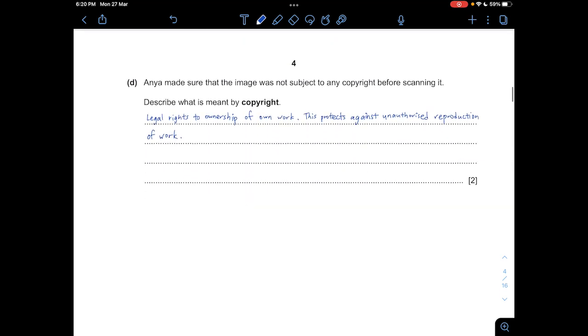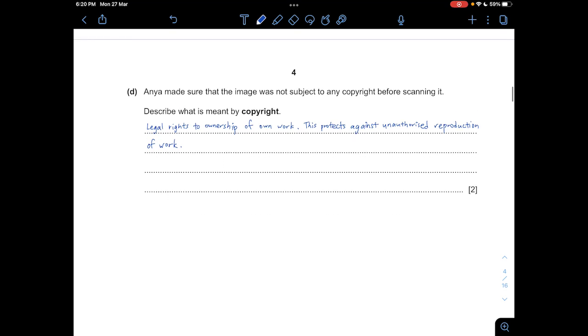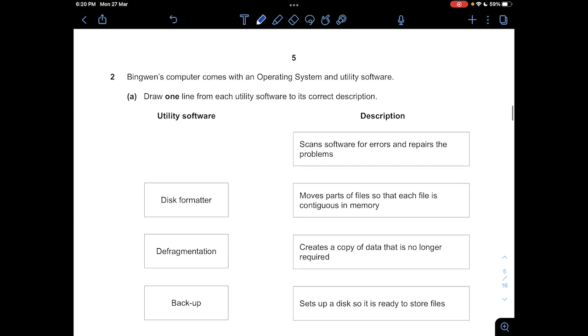You can actually file an appeal, not appeal. It's actually under the DMCA. So whatever digital products that you made yourself, you have the rights to it. So no one else is allowed to use it, basically. Right. So move on to the second question.